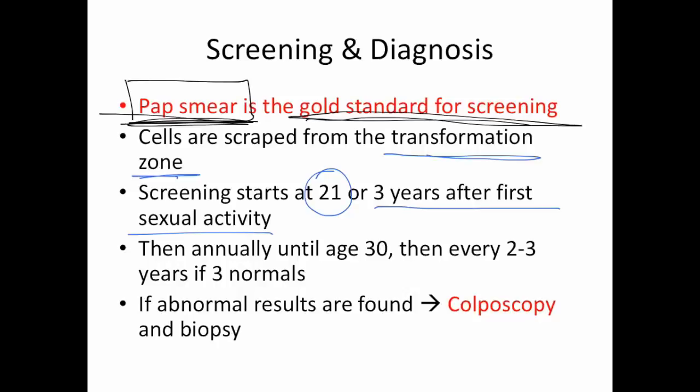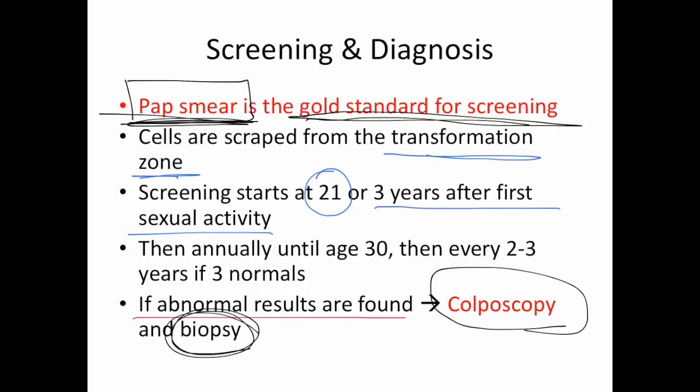It's done annually until the age of 30, then every 2-3 years if you have 3 normal results. So if you reach the age of 30 and you already have 3 normal results, you can do it every 2 to 3 years. If in the pap smear you find abnormal results, then you have to do colposcopy and biopsy. This is very important: you cannot diagnose cervical cancer by pap smear only. You have to do a biopsy.